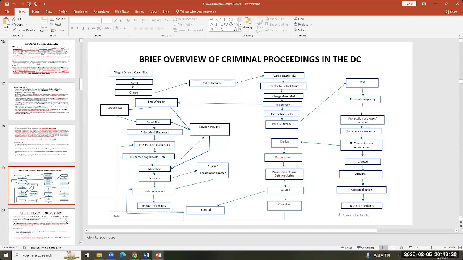On the other hand, if he pleads guilty, then he'll be convicted, and the judge may adjourn sentencing to call for pre-sentencing reports. This can happen in the magistrate's court as well. Plea and mitigation will be made, and then he'll be sentenced.